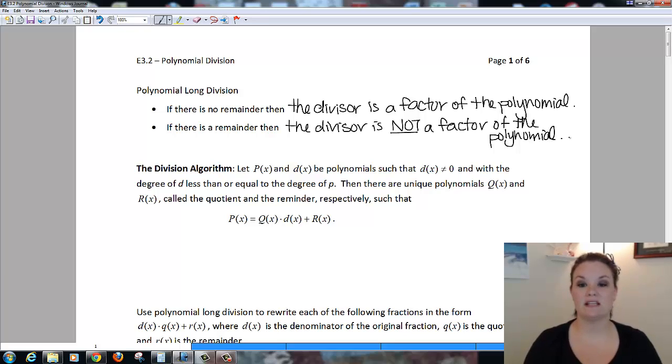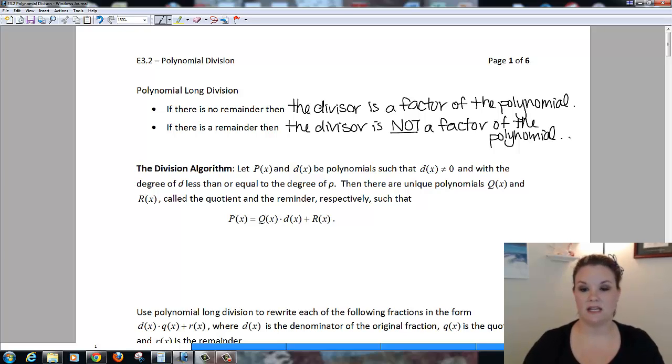It says let p of x and d of x be polynomials such that d of x is not 0 and the degree of d is less than or equal to the degree of p. Then there's unique polynomials q of x and r of x, which we call the quotient and the remainder, such that p of x is equal to q of x times d of x plus r of x.